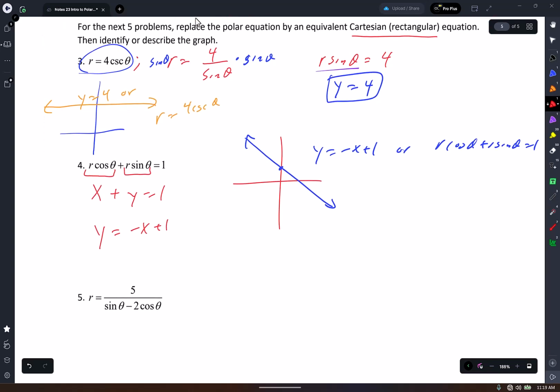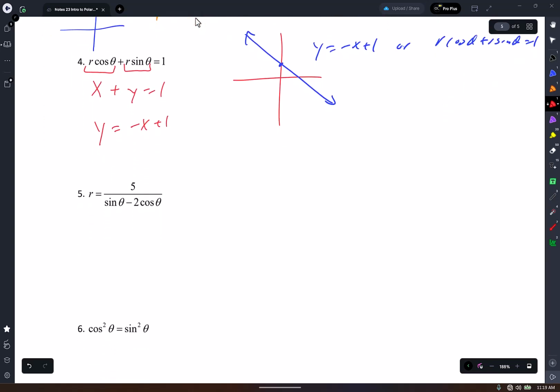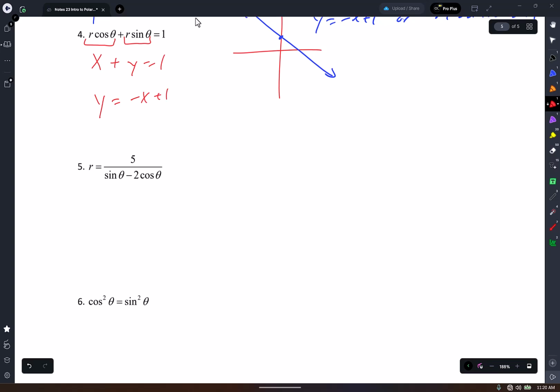We got 2 left. Ready? So on this, I'm going to multiply by the denominator. So I'm going to multiply by sine theta minus 2 cosine theta. Whatever you do to one, you do to the other. Sine theta minus 2 cosine theta. So now I'm going to get this.